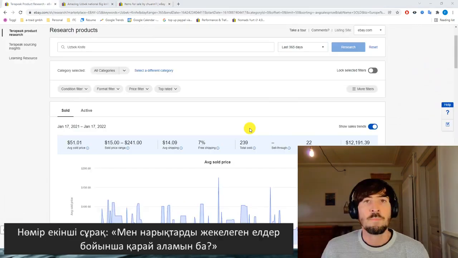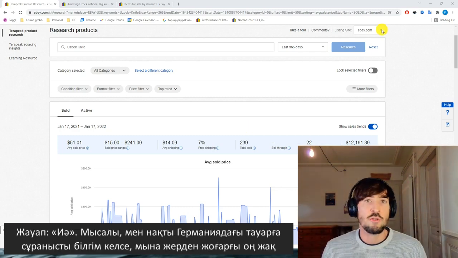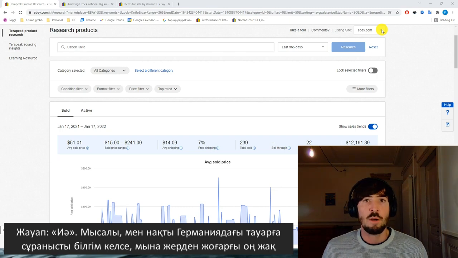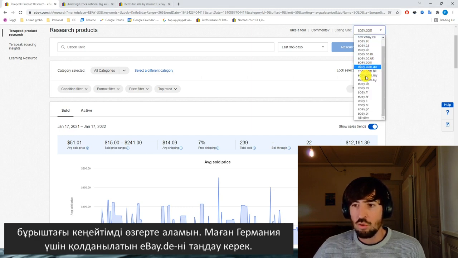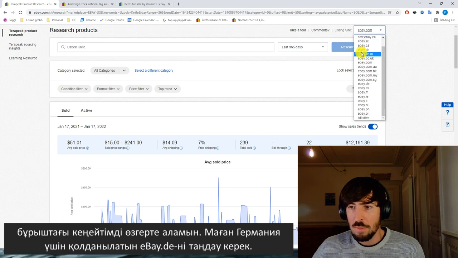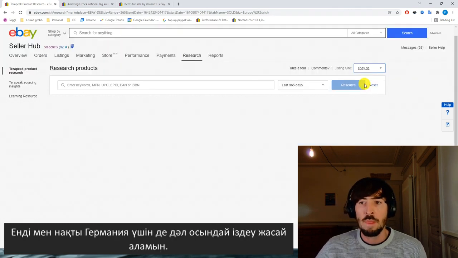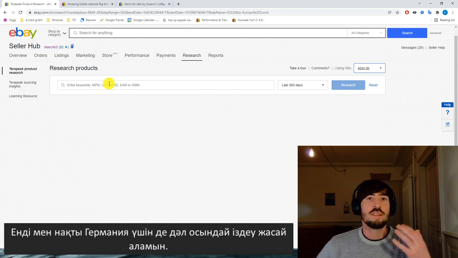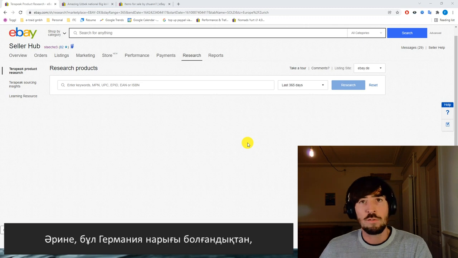Question number 2 is, can I look at markets individually? The answer is yes. For example, if I want to know the demand on the German market, I can just change the site up here to the right, and I can drop down until I see ebay.de, which is eBay's site in Germany. Now I can do the same search again. Of course, because it's the German market, I will have to search in German.